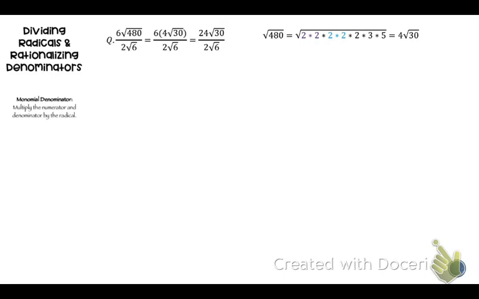Dividing radicals, so always simplify first. So we're going to start with simplifying the 480. So that's 2 times 2 times 2 times 2 times 2 times 3 times 5. So I can pull out the purple 2, can pull out the blue 2. So that's 4 square roots of 2 times 3 times 5 is 30. So that's going to be 6 times 4 square roots of 30 over 2 square roots of 6. Well, 6 times 4 is 24 square roots of 30 over 2 square roots of 6. 24 over 2 reduces to 12 over 1, so that's 12 square roots of 30 over square root of 6.